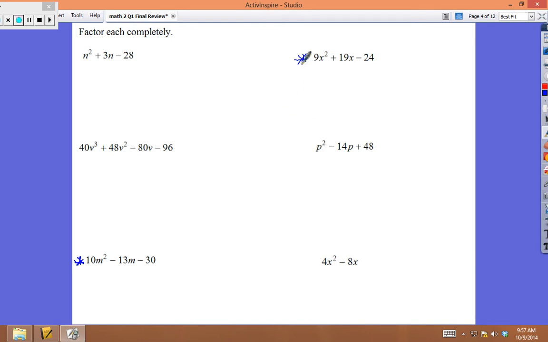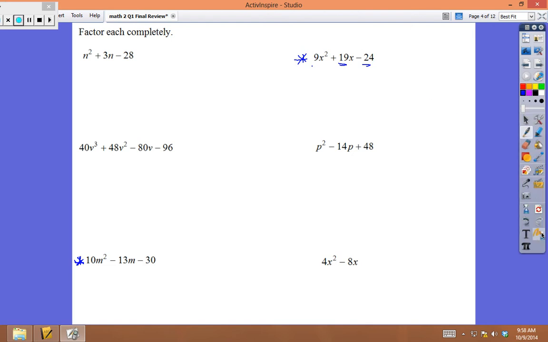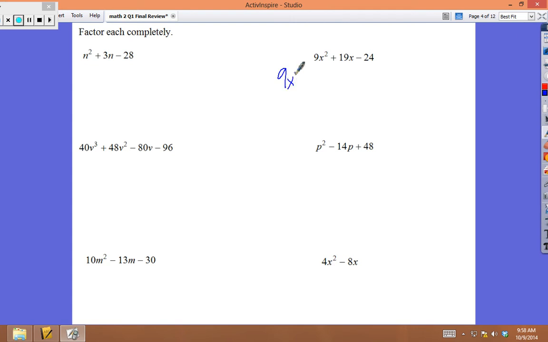Okay, these are the toughest because if you look at 9x squared, 19, they got nothing in common. 9, 19, and 24, they got nothing in common. And this does not start with a 1, so it's going to be kind of a pain in the butt. So here's what we're going to do. We're going to take 9x squared, copy and paste it.